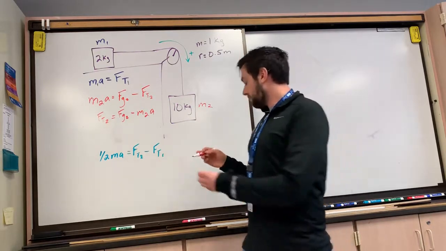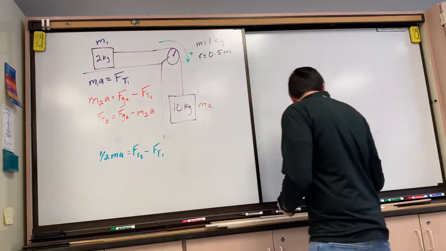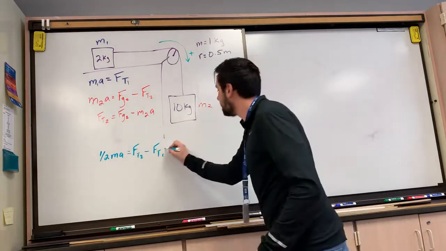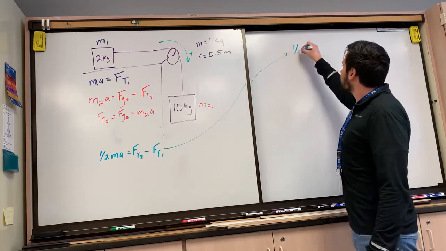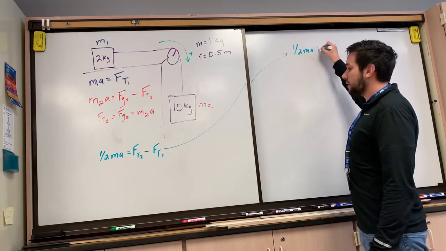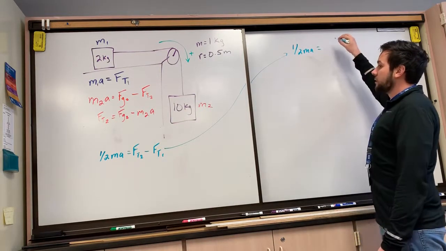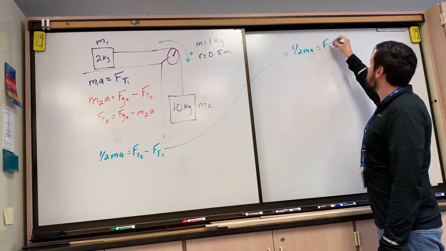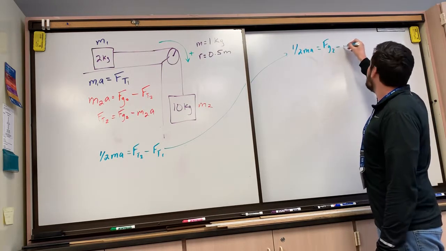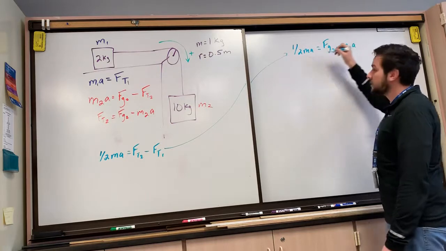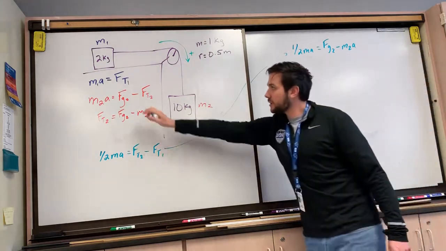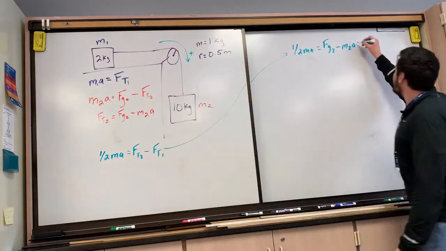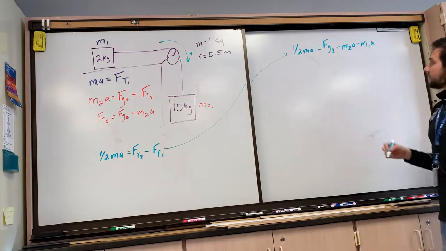Now I can plug this value in for ft1 and this value in for ft2. So let's do that. I'm going to bring it over here on this side. So I've got 1/2 ma equals fg2 minus m2a minus, because ft1 is equal to m1a, minus m1a.